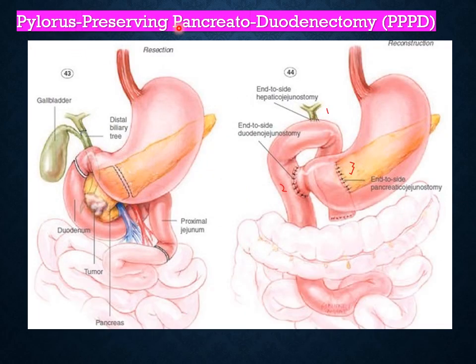In the pylorus preserving pancreatoduodenectomy, PPPD, the difference is that you remove the duodenum plus the head of the pancreas. The only difference is that the stomach is left behind. Here you see the stomach is left behind, so the pylorus is intact. The pylorus is left behind, therefore there is no regurgitation or reflux. Okay, the triple bypass is still there.